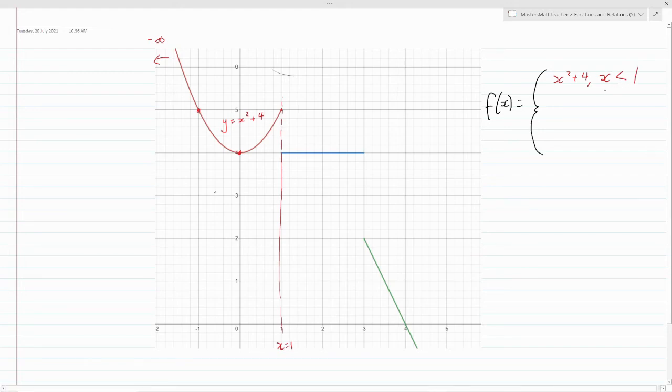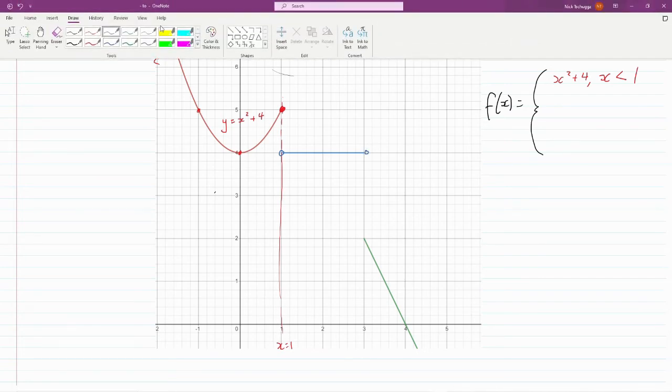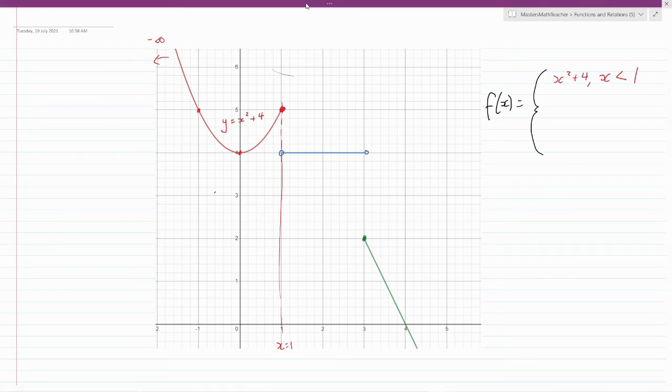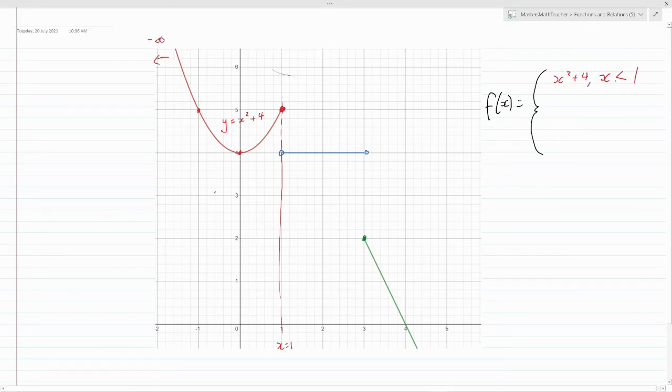Now we could have also said less than or equal to, because here we don't actually get given the hollow dots and solid dots. For this example, I'm going to make this the solid dot. I'm going to make these hollow dots. And I'm going to make this a solid dot as well. So then for this one, we're actually going to have less than or equal to 1.